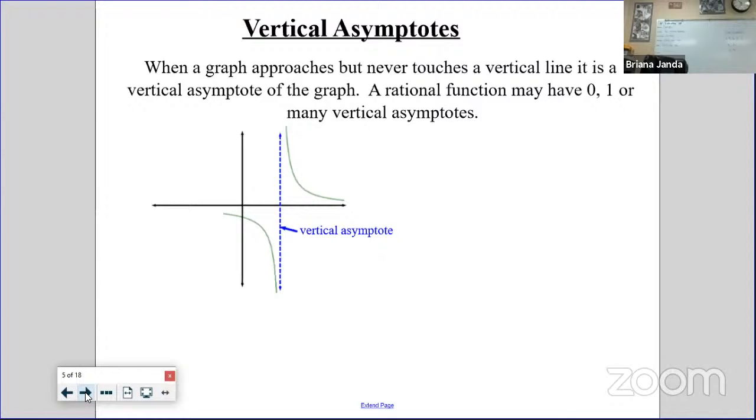Now, notice that you could have one of them, you could have 0 of them, or you could have many of them. There is no set number of vertical asymptotes. A vertical asymptote is just that, it's a vertical line. So its equation, which you will always have to write as an equation, will always be of the format x equals a number. That number will be wherever it crosses our x-axis. If you follow the way that I set up to find it, it'll automatically already say x equals that number, okay?